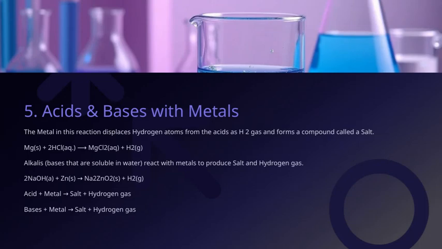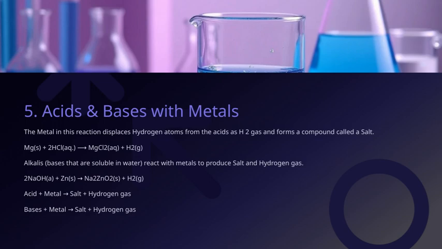Let's take a closer look at how acids and bases react with metals. When a metal reacts with a base, such as a metal hydroxide, it produces a salt and hydrogen gas. For example, if we have sodium hydroxide reacting with zinc, it forms sodium zincate and releases hydrogen gas. Similarly, when an acid reacts with a metal, the metal displaces the hydrogen from the acid, forming a salt and releasing hydrogen gas as well. A good example is magnesium reacting with hydrochloric acid, which results in magnesium chloride in solution and hydrogen gas bubbling up.